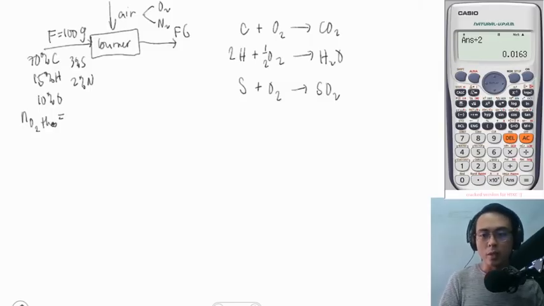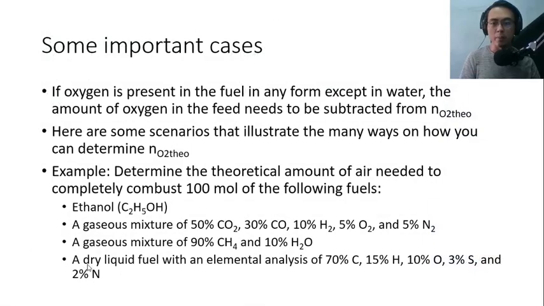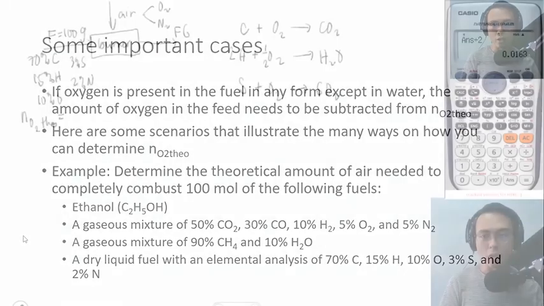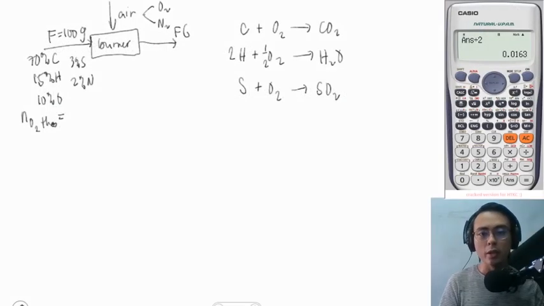In this case, some things to be very careful of: the given says that you have a dry liquid fuel. That means that your liquid fuel here does not contain water. And the implication is the oxygen present here is not coming from water. So we still have to subtract the oxygen coming from your fuel. Okay? So this is how we solve for this one. Now, we are in mass basis and our given is 100 grams. We first need to convert the mass to moles before we can solve for the O2 theo. So I will be doing that directly.